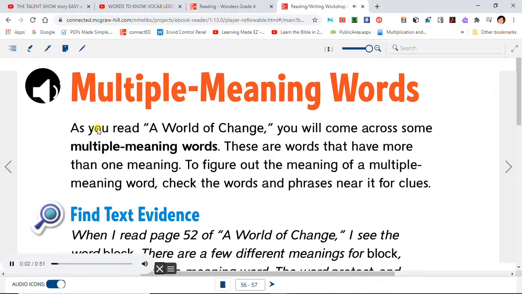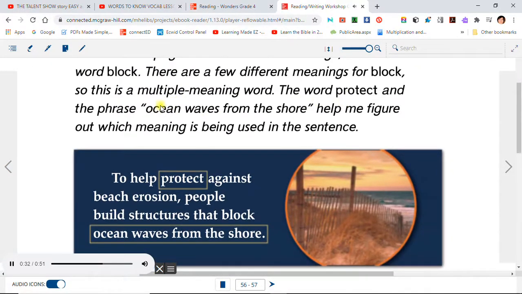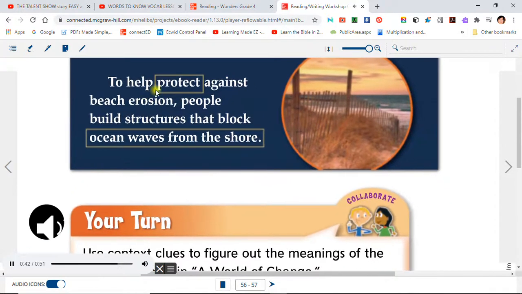Multiple meaning words. As you read A World of Change, you will come across some multiple meaning words. These are words that have more than one meaning. To figure out the meaning of a multiple meaning word, check the words and phrases near it for clues. Find text evidence. When I read page 52 of A World of Change, I see the word block. There are a few different meanings for block, so this is a multiple meaning word. The word protect and the phrase ocean waves from the shore help me figure out which meaning is being used in the sentence. To help protect against beach erosion, people build structures that block ocean waves from the shore.